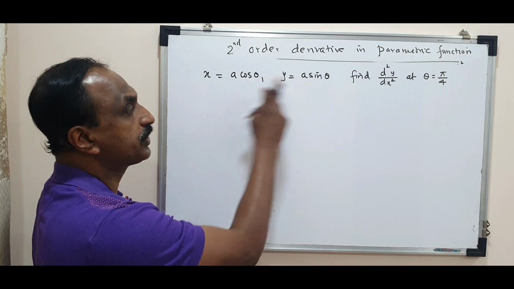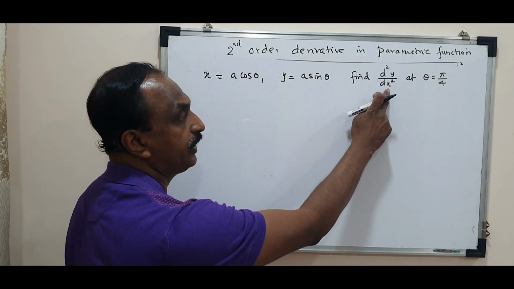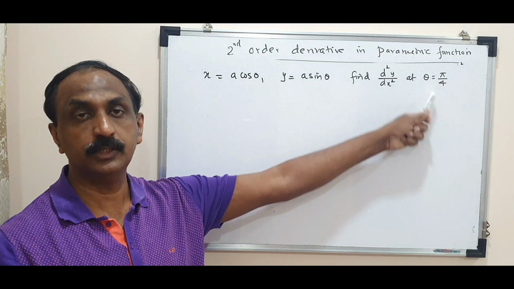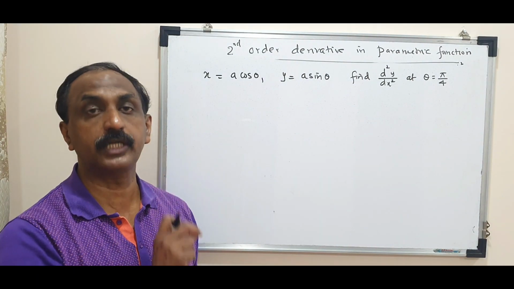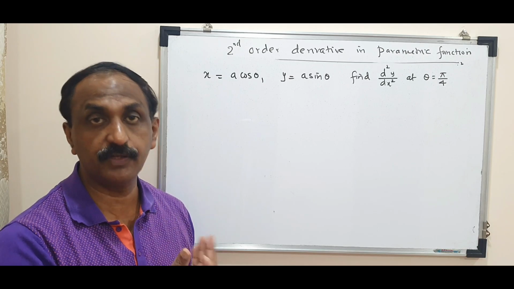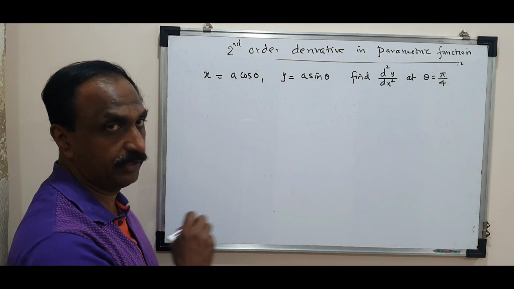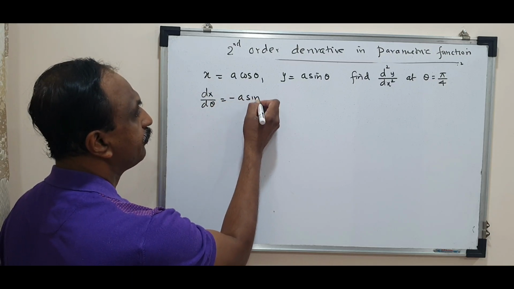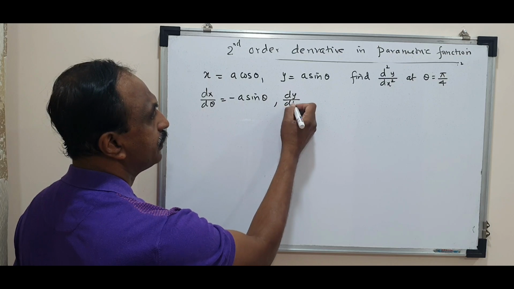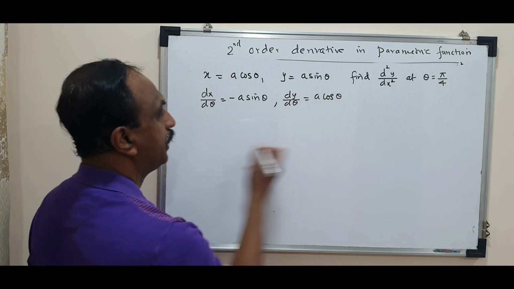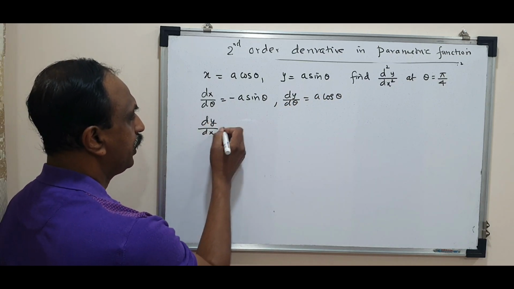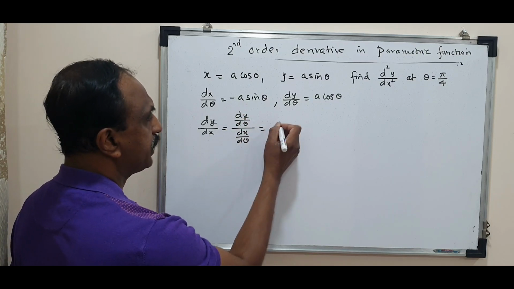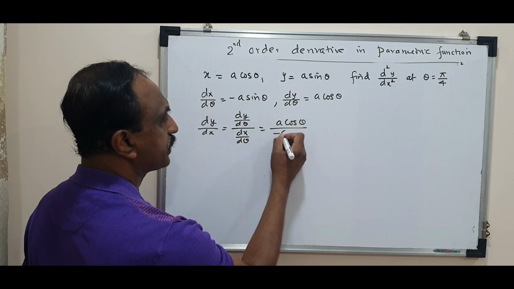Here x equals a cos theta, y is a sin theta. Find the second order derivative at theta is pi by 4. Remember, whenever the value of theta is to be used, after the derivative is completed only you must replace theta. Do not replace theta after the first order derivative. Anyhow, let me do it in very short steps. So dx by d theta is minus a sin theta. dy by d theta is a cos theta. So dy by dx is dy by d theta divided by dx by d theta. That is a cos theta upon minus a sin theta.